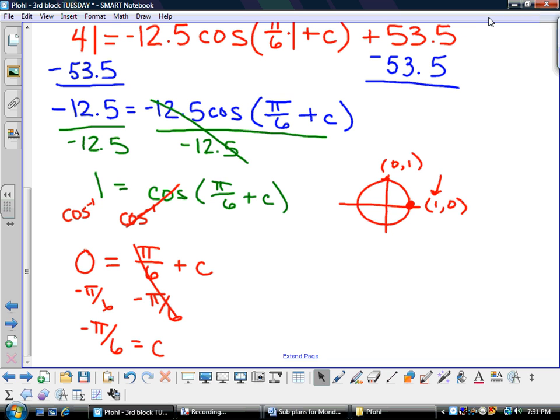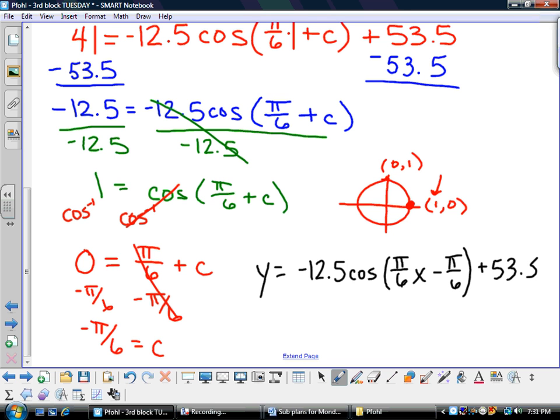So we'll go back, recopy the equation with a negative pi over 6 in for c. Our answer is y equals negative 12.5 times the cosine of pi over 6 times x minus pi over 6 plus 53.5.